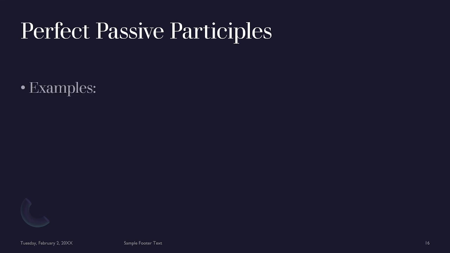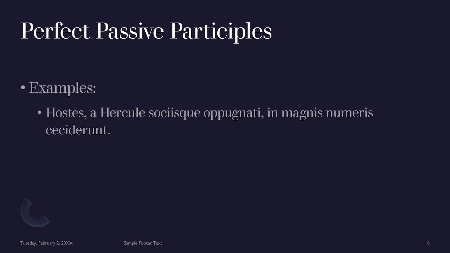So, there are a couple examples of sentences where this could happen. Hostes a Hercule sociisque oppugnati in magnis numeris ceciderunt. So this is our example sentence from video 1 for the perfect passive participle. Hostes, the enemy, and then we have this comma. So again, the comma tells us there's something causing the sentence to pause. We look down here, we see a Hercule sociisque, so some kind of ablative phrase involving Hercules and allies, and then oppugnati. Oh, there's that fourth part of oppugno. It's got an I on it, which looks like it would agree with hostes. Yeah, we've got a participle.